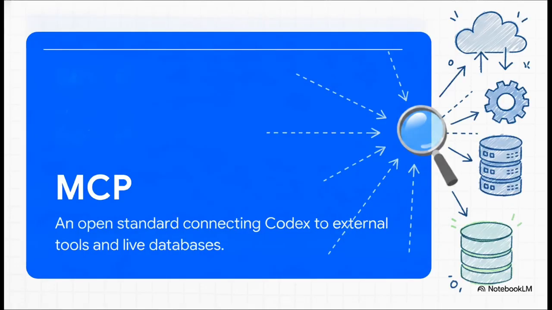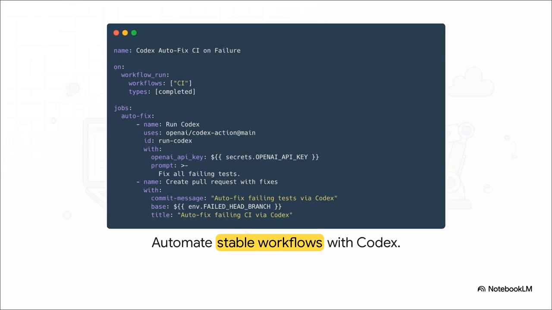Now, once you master those basics, you unlock some truly incredible advanced capabilities through something called MCP, or the Model Context Protocol. This is an open standard that basically connects Codex to your external tools and live databases outside of your local repository. And this is huge. MCP elevates Codex from being just a really smart file editor into a fully connected system operator. We're talking pulling live data, checking external API docs on the fly, or even interacting directly with your cloud infrastructure. The potential of this connected system is just mind-blowing.